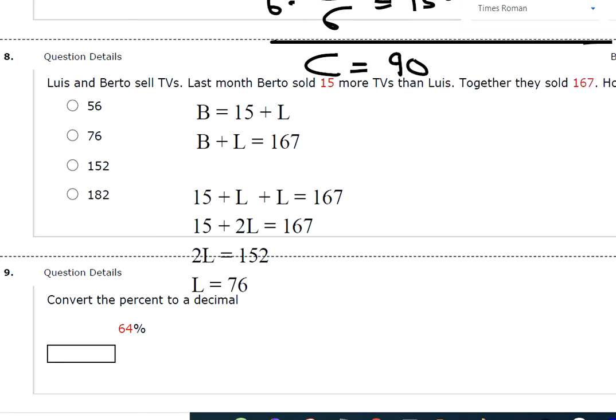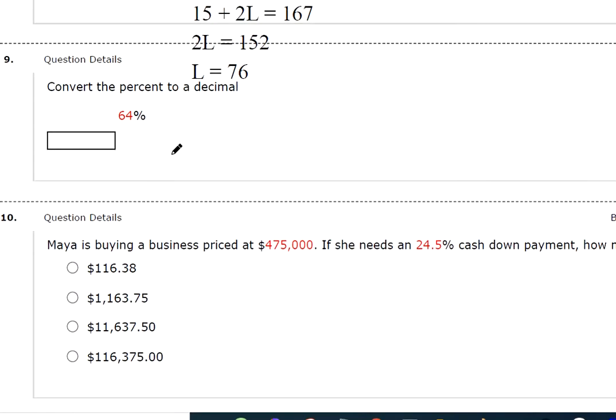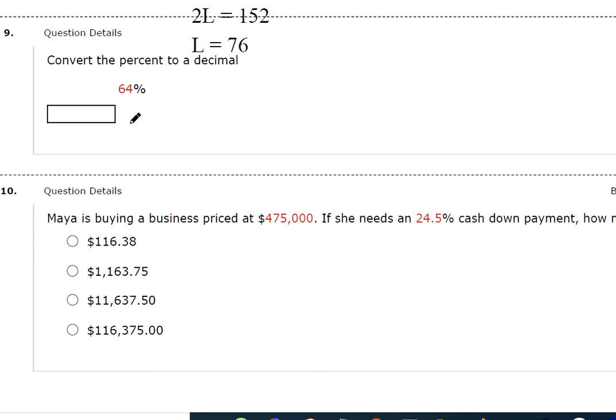76. Luis, and the question is for Luis. Luis sold 76 TVs. We could plug that back in to find out how many Bertos sold, but we don't necessarily need to do that for this problem. Remember with percentages, when you convert them to decimals, it should always be smaller. The percentage form is always bigger.